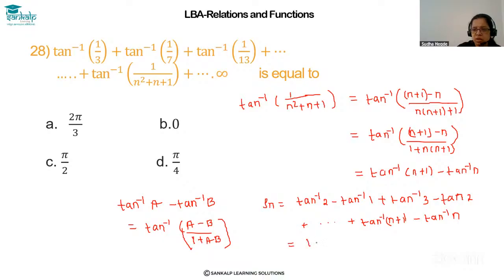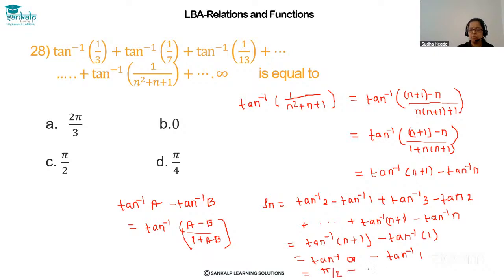tan inverse n plus 1 minus tan inverse 1. As n tends to infinity, this is tan inverse infinity minus tan inverse 1. What is tan inverse infinity? It is pi by 2. Tan inverse 1 is pi by 4. So pi by 2 minus pi by 4 is pi by 4.